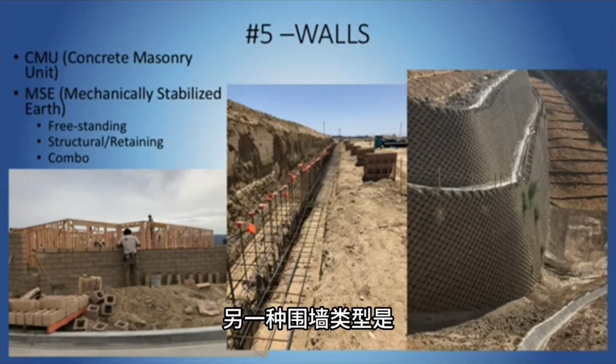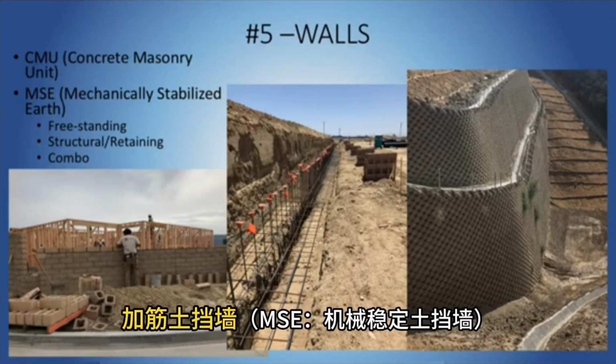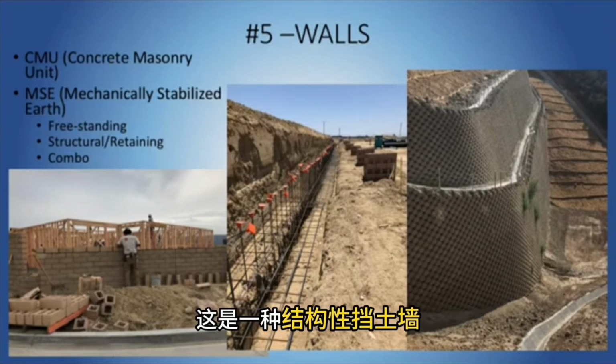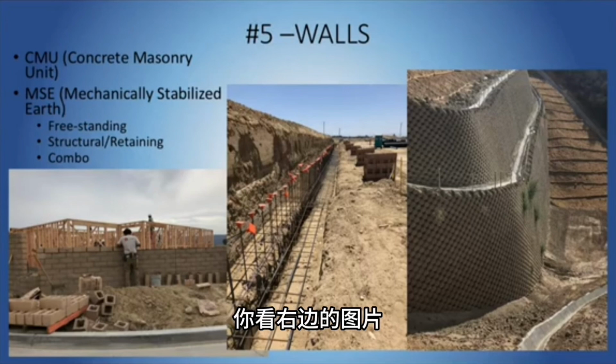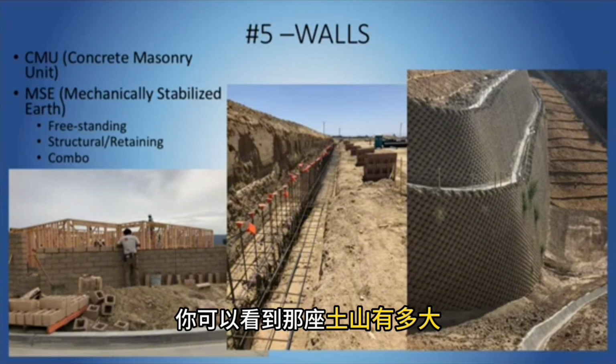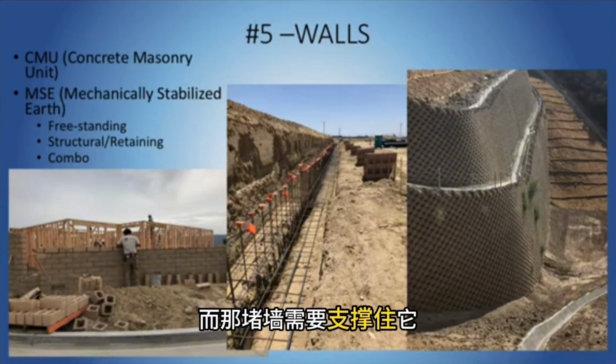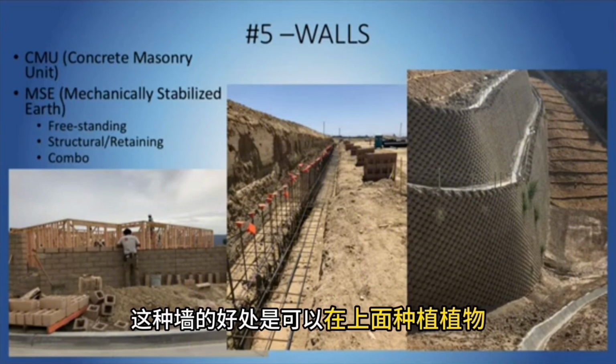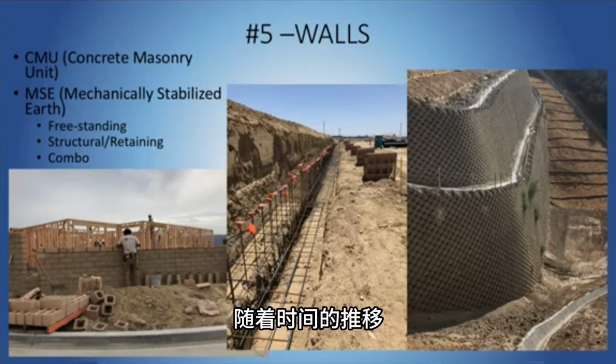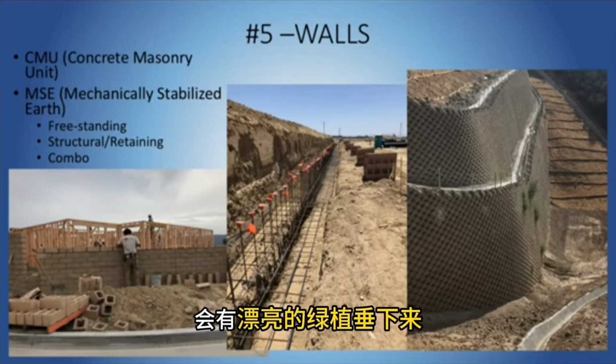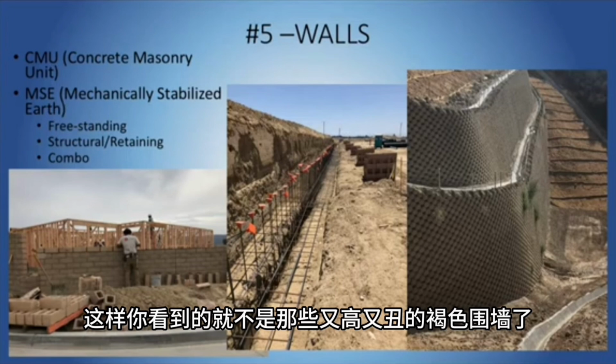And another type of wall that's used or can be used is MSE, or mechanically stabilized earth walls. And what that is, that's a structural retaining wall that's meant to hold up just a massive amount of earth. So if you look at the picture on the right, that's a type of MSE wall. But you can just see how massive that hill is that wall needs to hold up. And the nice thing about those are plantable. So over time, it's going to have some nice greenery hanging over it. So you're not just looking at these nasty, tall, ugly tan walls.